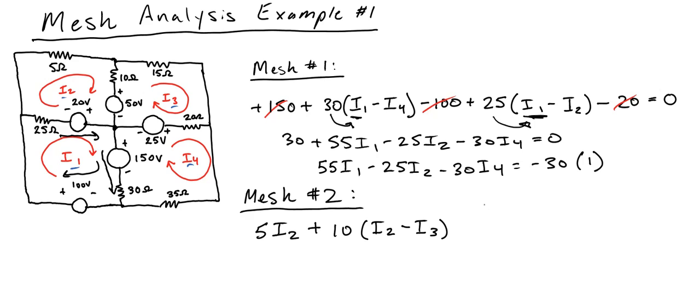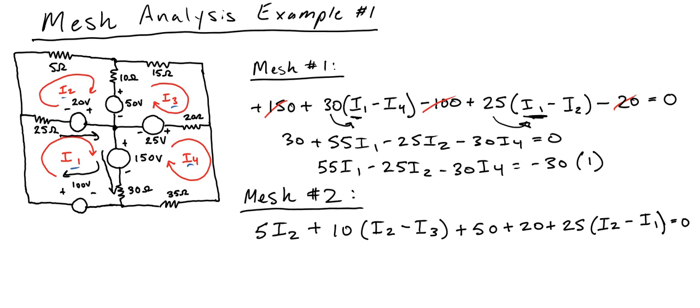Moving on to the 50 volt source, plus 50. Around to the 20 volt source, and now we're going through the positive terminals, so it's plus 20. And finally ending with the 25 ohm resistor, V equals IR, so 25 times the shared current between the two branches, which is I2 minus I1. And that's going to equal 0.